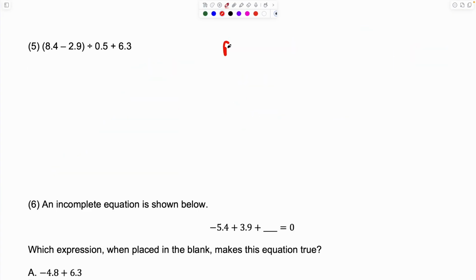Question 5, we're doing order of operations again. And this time we have parentheses, and then we have division, and we have addition. Inside the parentheses is subtraction, but since it's inside the parentheses, we're just going to do that first. So we're going to do 8.4 minus 2.9. For this one, we can't do 4 minus 9 because 9 is greater than 4. So we borrow, so we have a 7. We put the 1 here. 14 minus 9 is 5. Bring down the decimal. 7 minus 2 is 5.